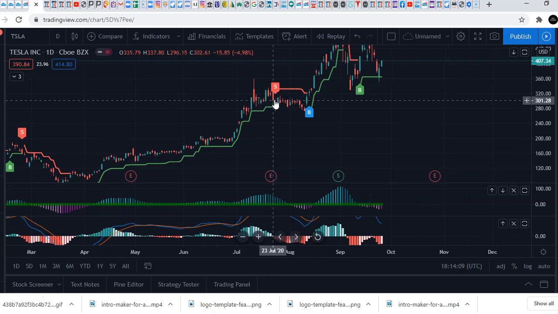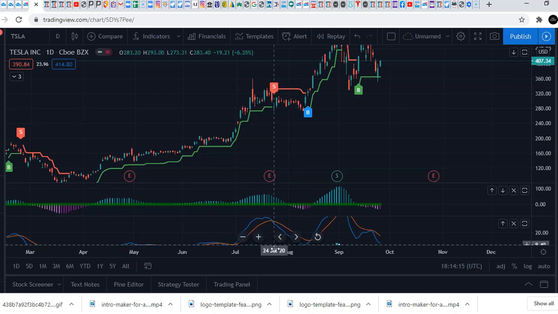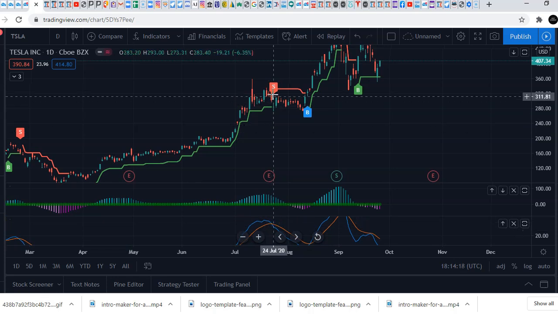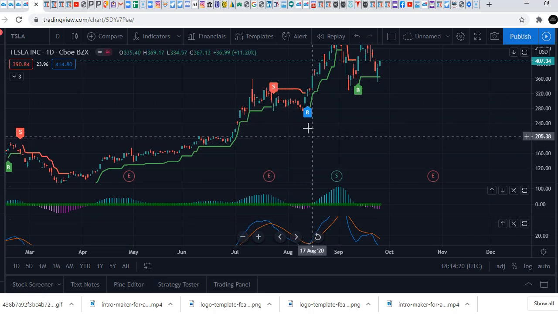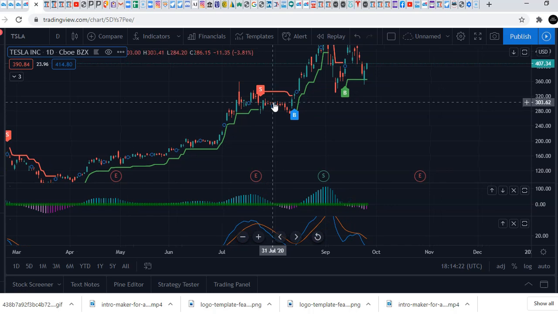We didn't get any short signals. We got an exit signal, but no short signals. The bearish trend did not indicate a short position. Even though we did get a MACD cross here, the bearish trend did not turn downward, so we would not initiate a short position.